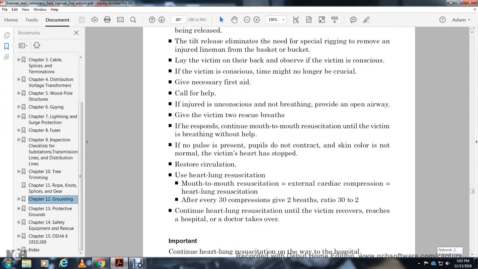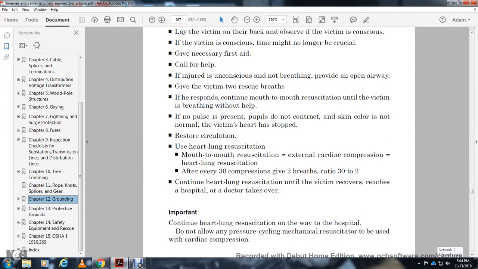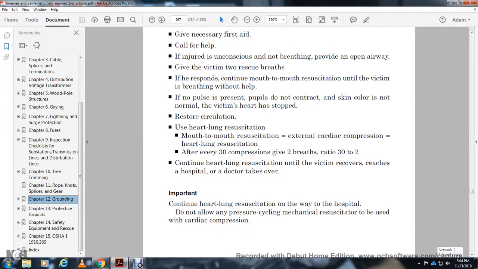Mouth-to-mouth resuscitation equals external cardiac compression. In heart-lung resuscitation, every 30 compressions, give two breaths, the ratio 30 to 2. Continue heart-lung resuscitation until the victim recovers or reaches the hospital and the doctor takes over. Important: continue heart-lung resuscitation on the way to the hospital. Do not allow any mechanical pressure cycling device to be used for cardiac compression.